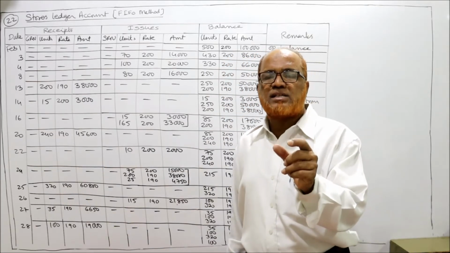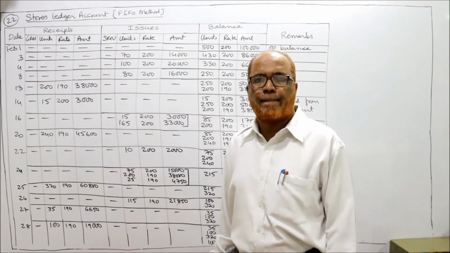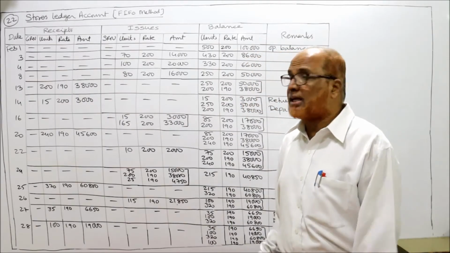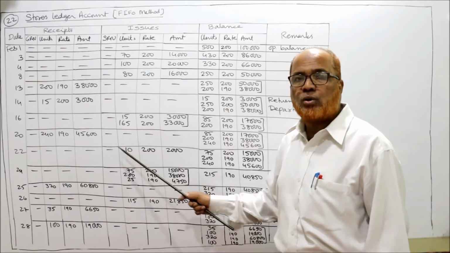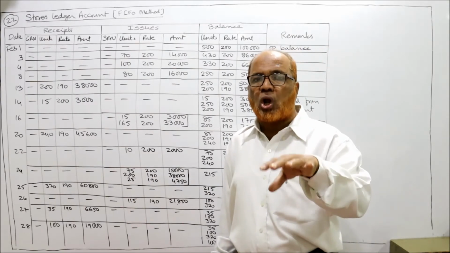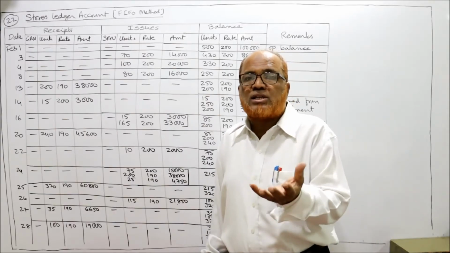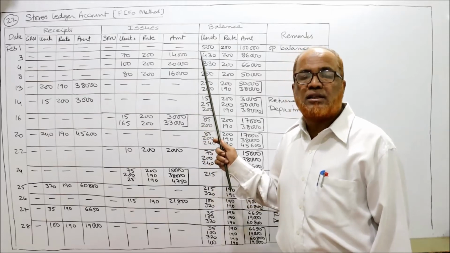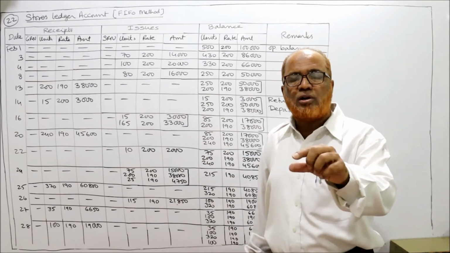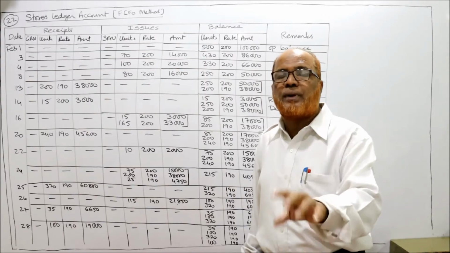On 22nd, there is a shortage found for 10 tons and noted accordingly. So 10 tons shortage was found on 22nd. Nothing is given about at what rate, or from which lot there is a shortage. So we assume the shortage is from the opening balance. That is the assumption. In the working note, write that it is assumed that the shortage was from the opening stock.